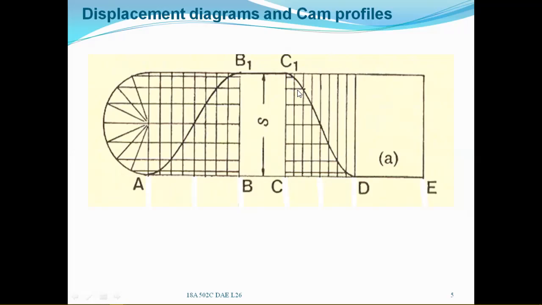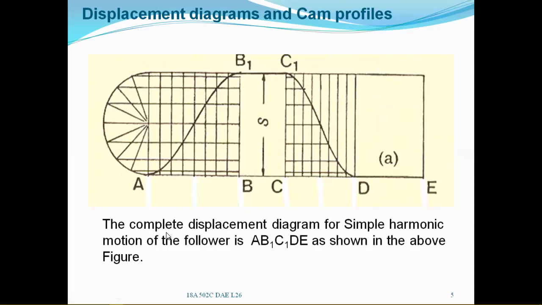If you mark all the points and draw a smooth curve starting from A, B1, C1, and then D, E, that will become the displacement diagram when the follower moves with simple harmonic motion. So this S will be the lift or stroke length. The complete displacement diagram for simple harmonic motion of the follower is A, B1, C1, D, E, as shown in the above figure.